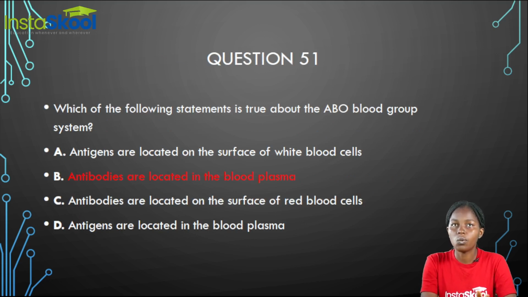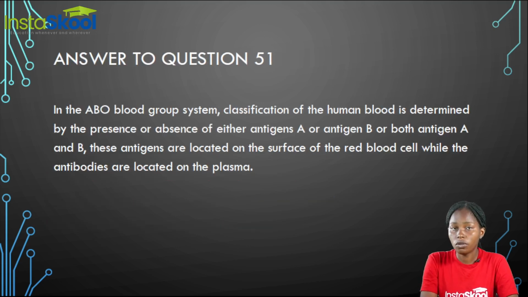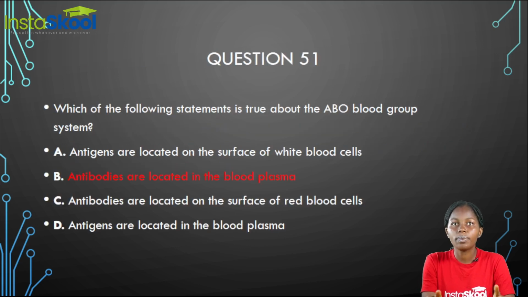Our question 51. Which of the following statements is true about the ABO blood group system? In the ABO blood group system, the classification of the human blood is usually determined by either the presence or the absence of antigen A, antigen B, or both antigen A and B. These antigens are located on the surface of the red blood cells, while the antibodies are located on the plasma.